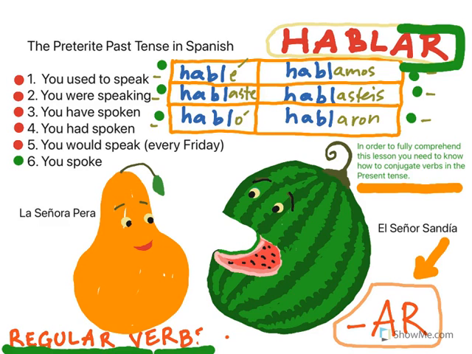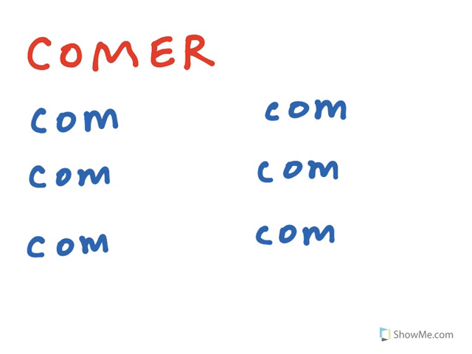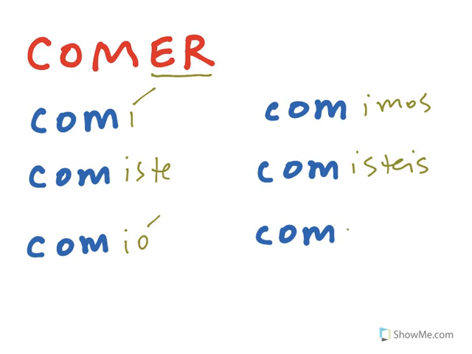Alright, so we have here la señora pera, we have here el señor sandía, and we're going to work with them. Let's move on. We have the verb that ends in ER, which is the second conjugation. And the regular verbs in Spanish also have fixed endings. It would be comí, comiste, comió, comimos, comisteis, and comieron.